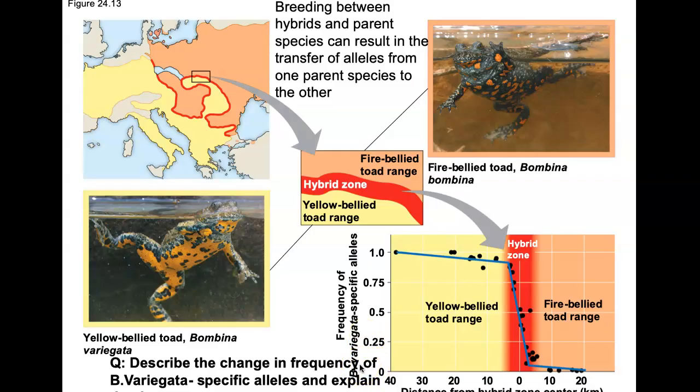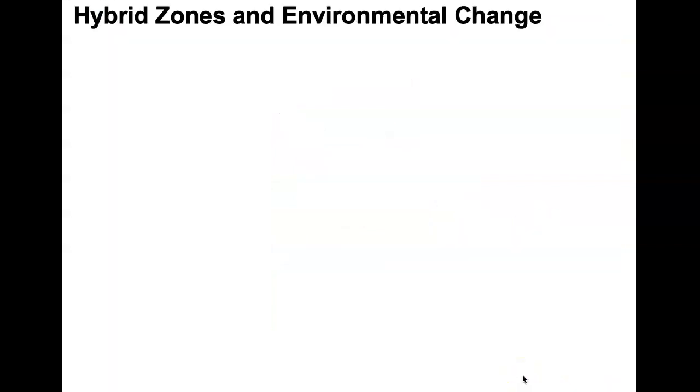Which one is this? This y-axis is the frequency of a specific allele, right? So that's the yellow-bellied toad specific allele. So this particular allele, most of the yellow-bellied toads have it, most of the fire-bellied toads don't have it, but within the hybrid zone, you see a decrease in the allele frequency of this particular gene. So what we mean by that is, as these two species interbreed in this hybrid zone, they're mixing up the genes, so you have this decrease in this one allele. Hope that makes sense to you.